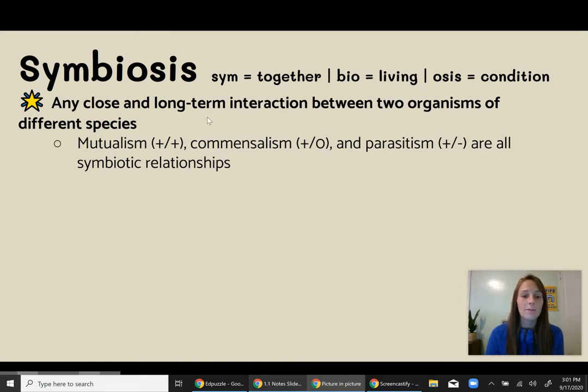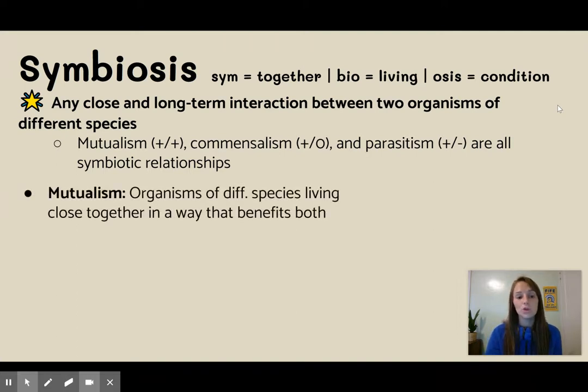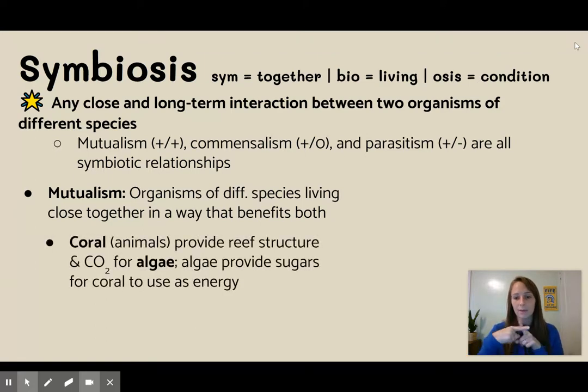Now we have a few different types of these. We have mutualism, commensalism, and parasitism. All of these are considered symbiotic relationships. So mutualism, this is going to be where organisms of different species live together closely in a way that benefits both of them. So both of them would have that little positive.